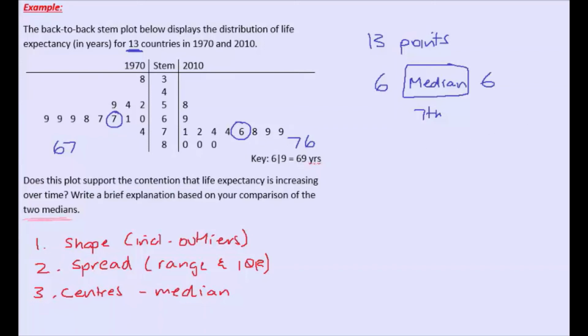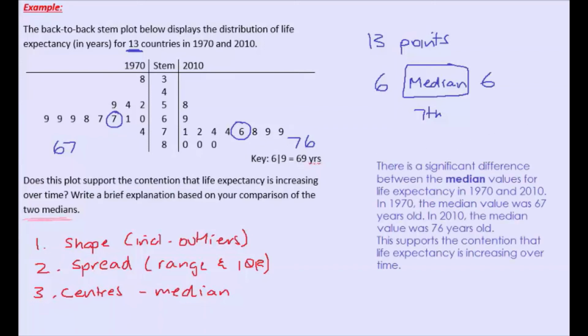So I'm going to write something like this. I've whipped up something here that says there is a significant difference between the median values for life expectancy in 1970 and 2010. I've written that because I want to show that I have used medians, and it's important that the examiner sees that I've answered the question. They've asked in medians, and now here I've answered by using the word median here, and actually median a couple of other times as well.